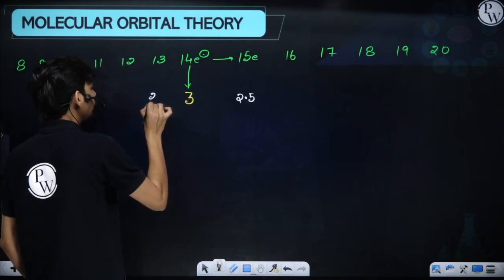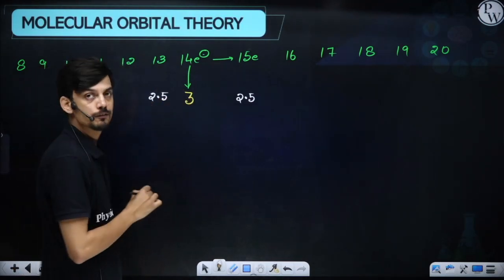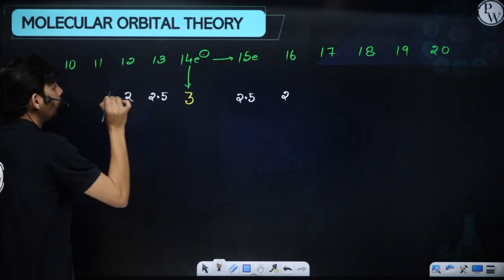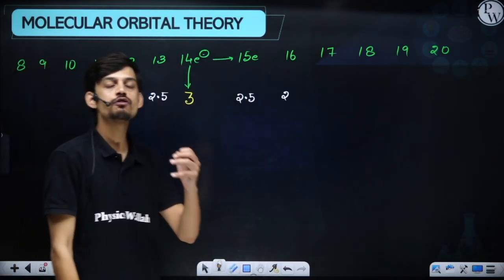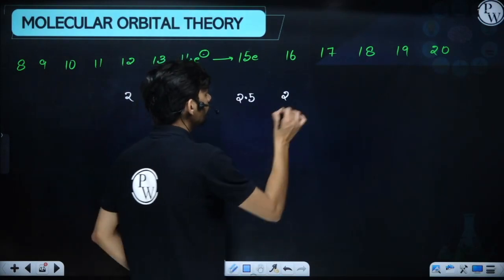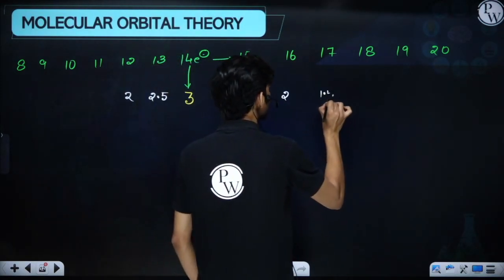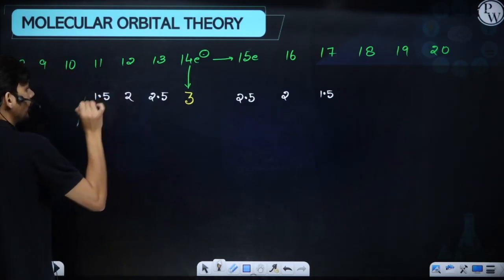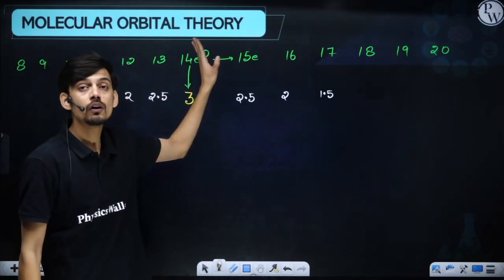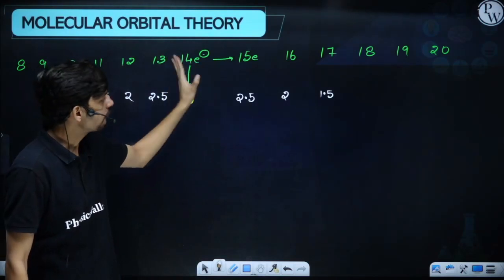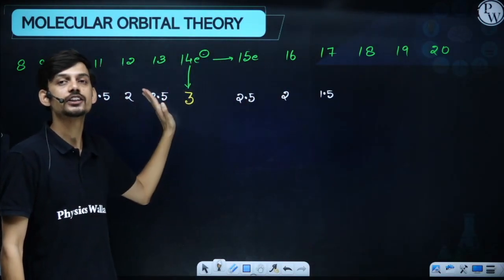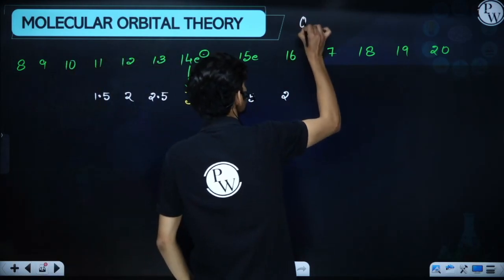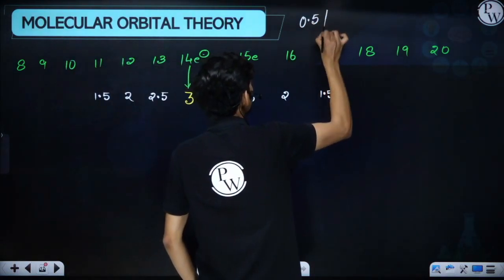For 13 electron, the bond order will also be 2.5. For 16 electron, the bond order will be 2. For 12 electron, the bond order will be 2. This is your trick to find the direct bond order. For 17 electron, the bond order will be 1.5. For 11 electron, the bond order will also be 1.5. So for 14, the bond order is maximum at 3. After that, it will decrease in both directions, 0.5 per electron. 0.5, that is 1 by 2 per electron.